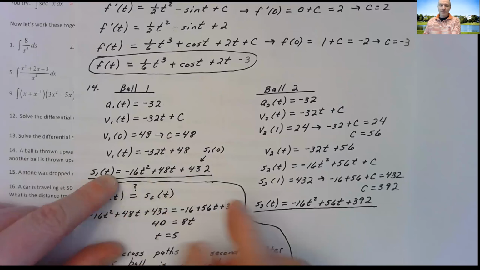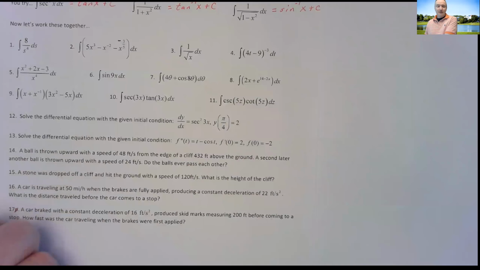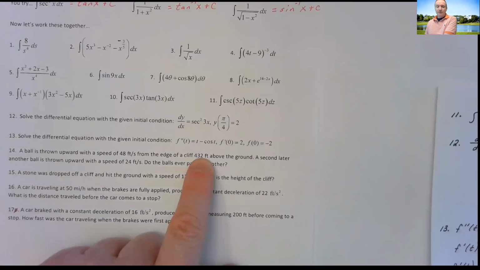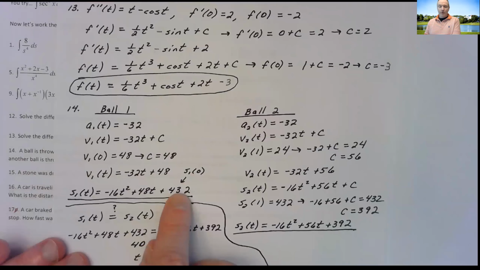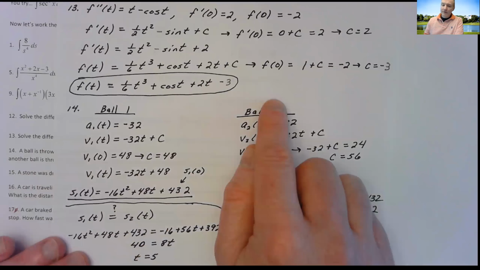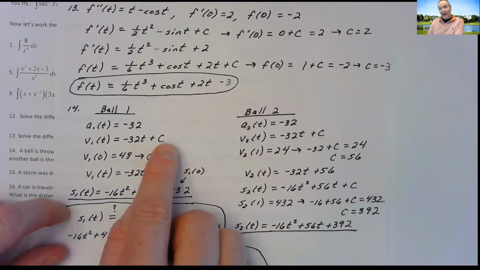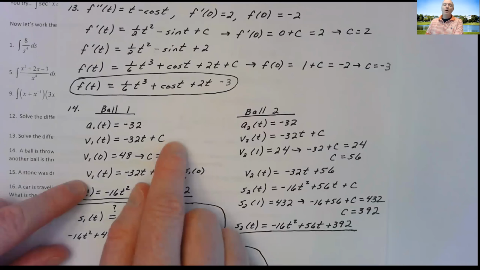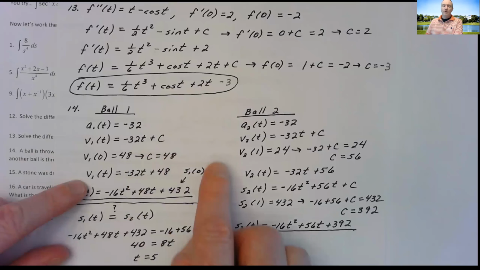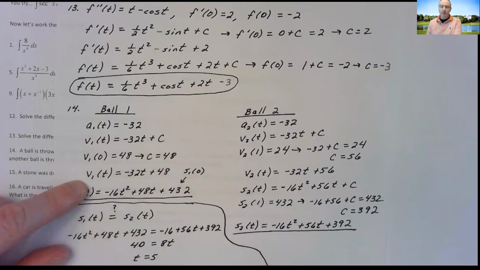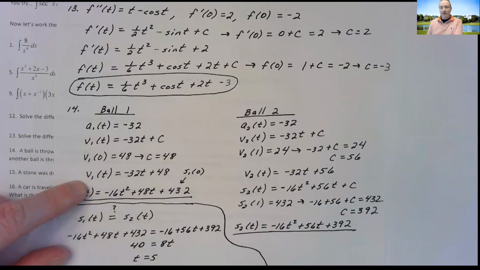And your original position, where was it at time 0? It was at 432 feet above the ground. So that's why I put S of 0 there. That's at 432. Now, for ball 2, you might accidentally make the conclusion, oh, c is always whatever your original velocity or original position is. That's true, but you have to be a little careful with that.